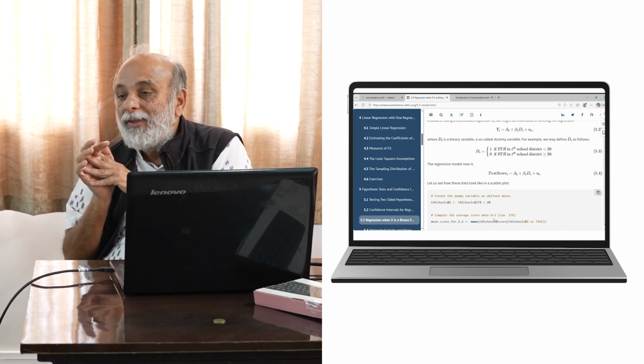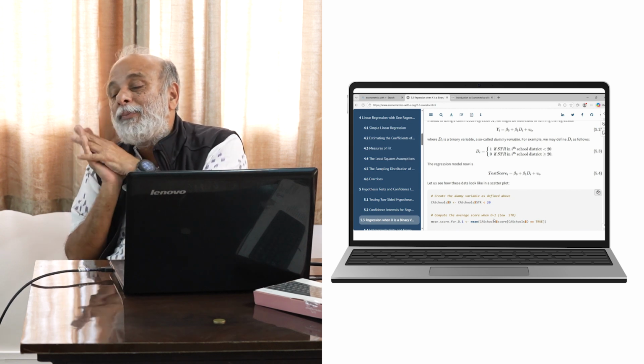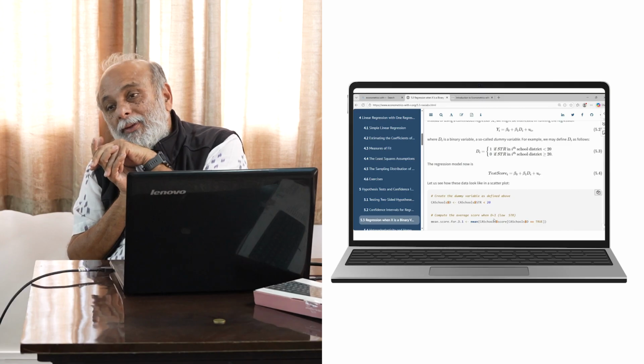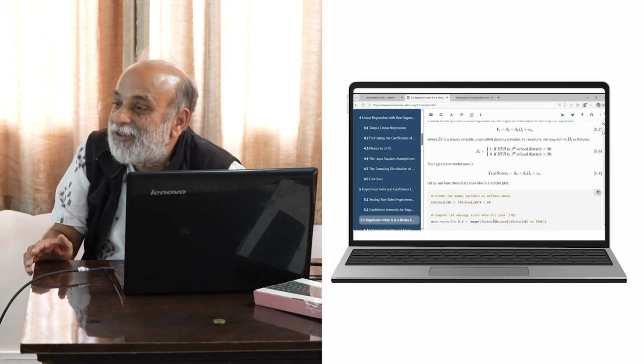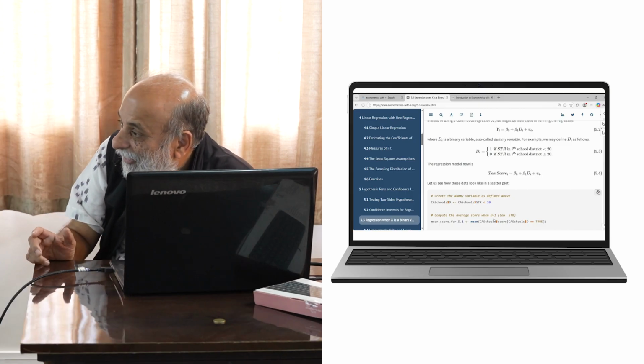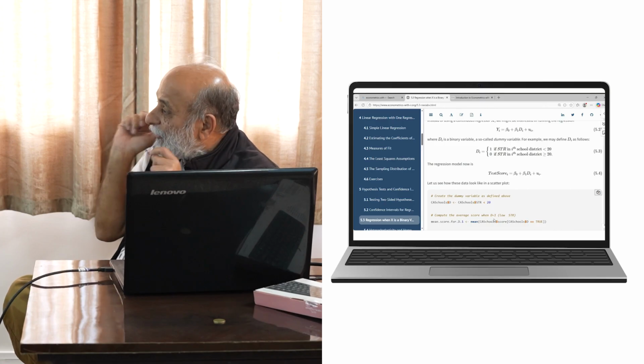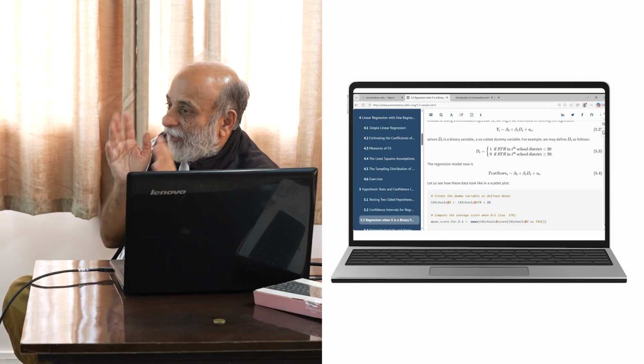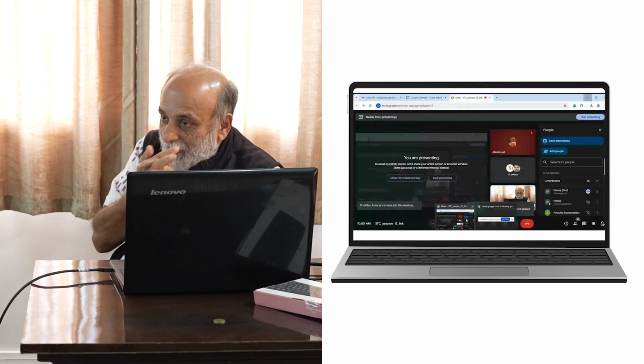Whereas what would beta 0 plus beta 1 tell you? A good school which is not a Jilla Parishad school. So therefore those coefficients have to be understood in a proper way, right?